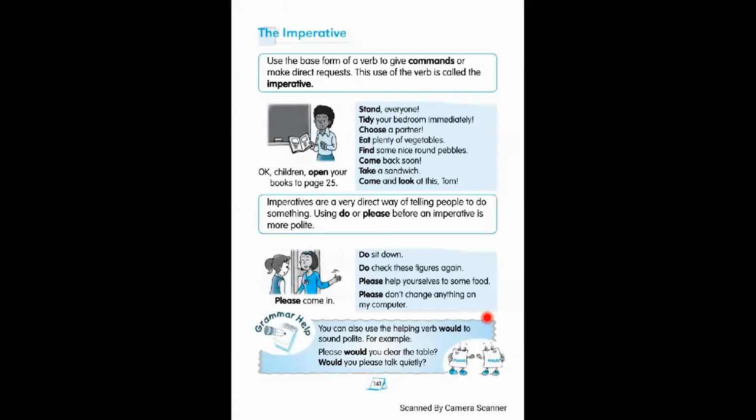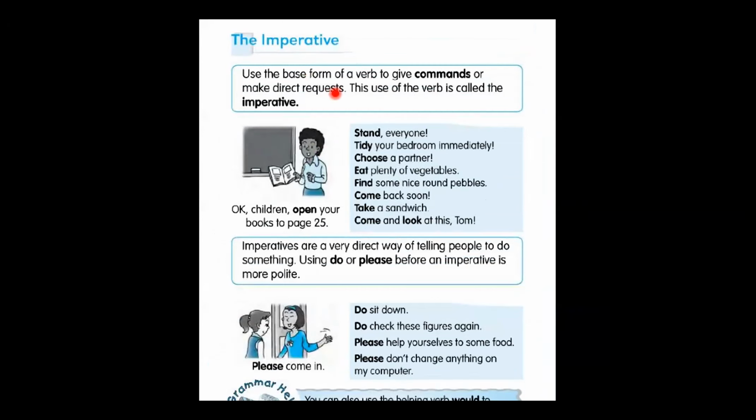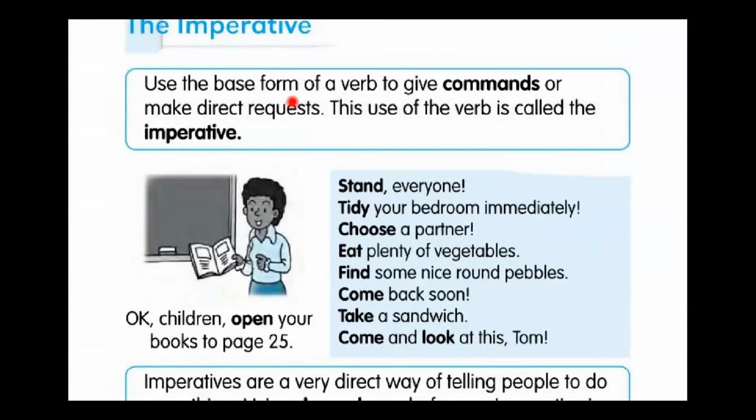Now let's see in detail. First one over here, imperative sentences use the base form of a verb to give commands or make direct requests. This use of verb is called imperative. So now we are going to see in detail what are imperative sentences. So imperative sentences, what do they do? They give commands or make requests, direct requests. This use of verb is called imperative.